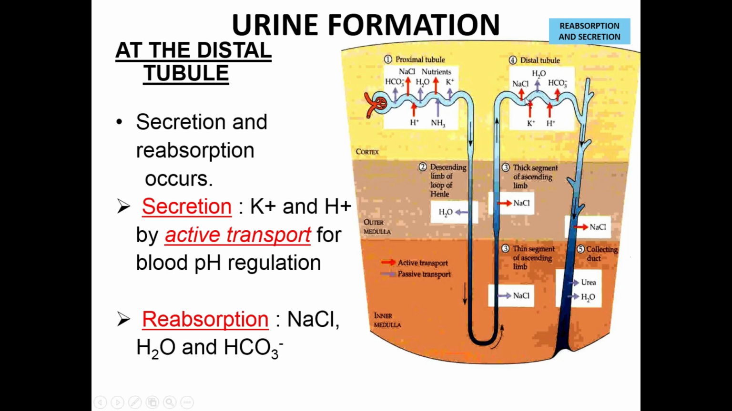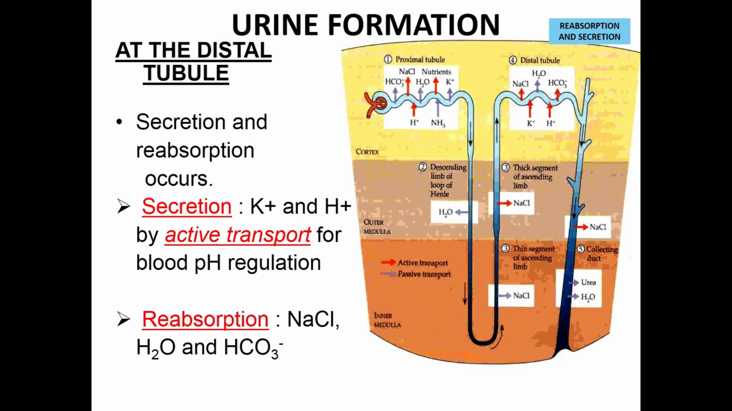Okay, apa maksud secretion? H plus dan K plus dia akan masuk dalam awak punya kidney tubule, okay, untuk dibuang melalui urine formation. Okay, K plus dan H plus akan masuk ke dalam kidney tubule. Secretion K plus and H plus by active transport for blood pH regulation. And then reabsorption berlaku juga, iaitu sodium chloride, water and bicarbonate ion.